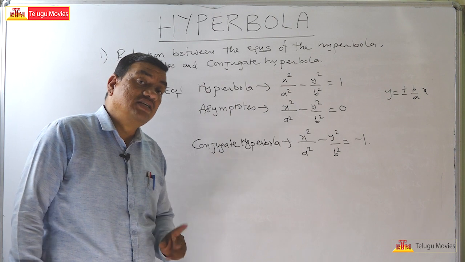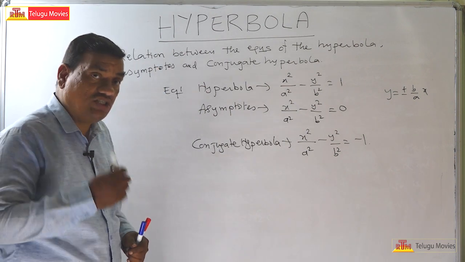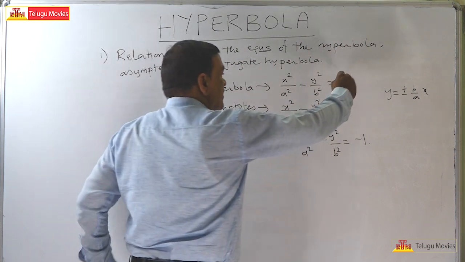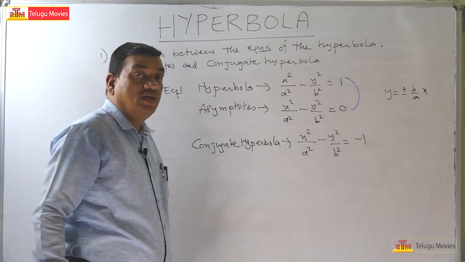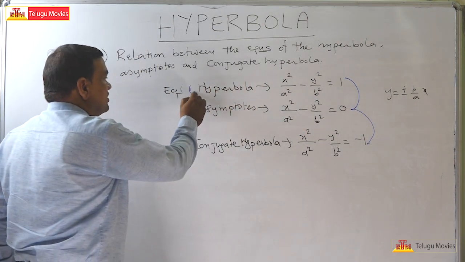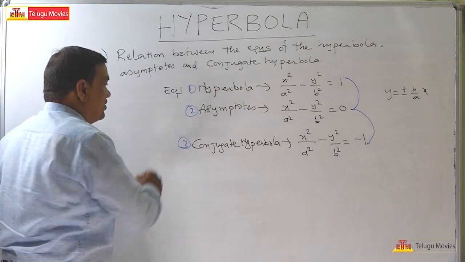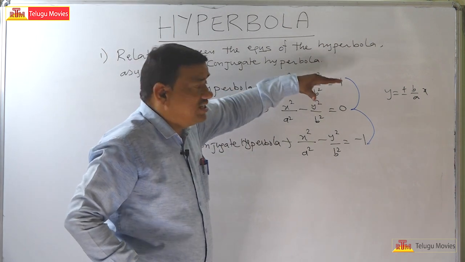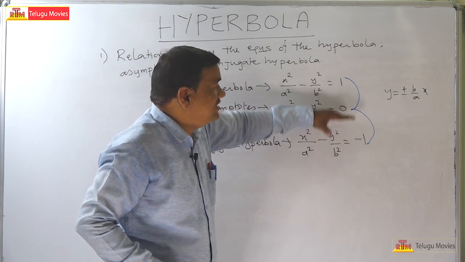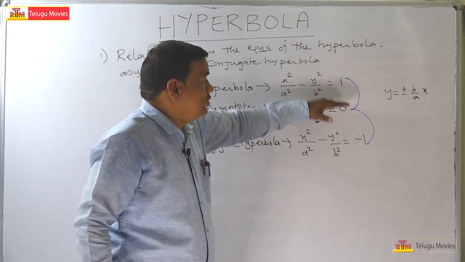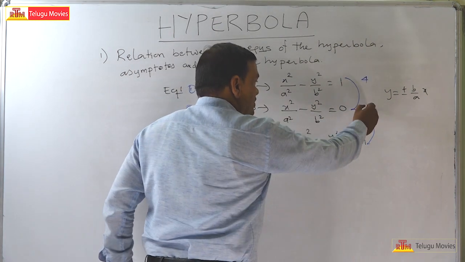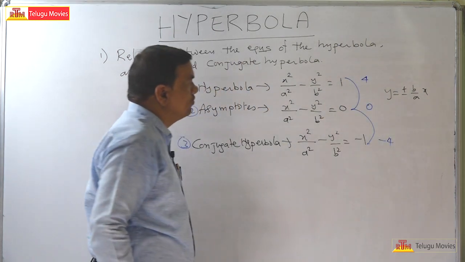The second one is, if you observe the constants, how they differ. The first equation, second equation, third equation: what is the difference here? 1 to 0, again 0 to minus 1. The differences are the same. For example, if it is 4 here and 0 next, then it should be minus 4.